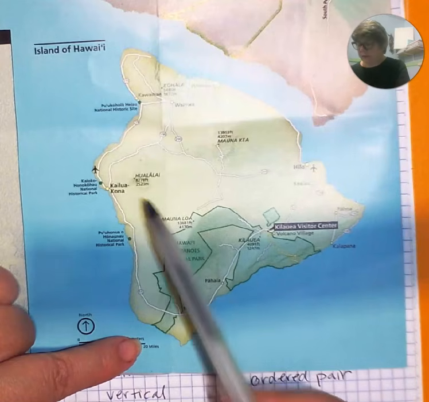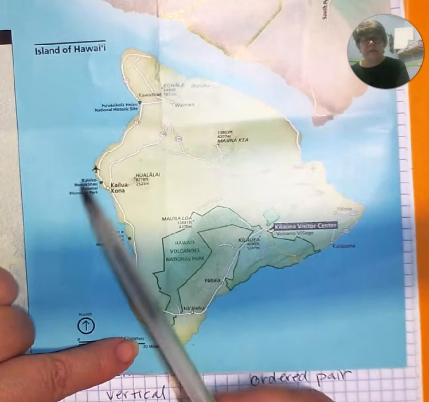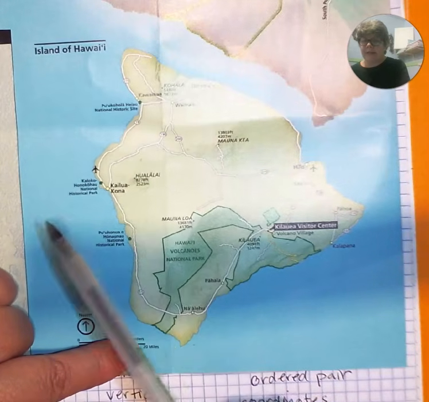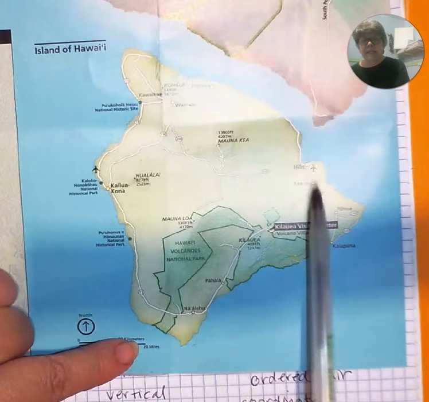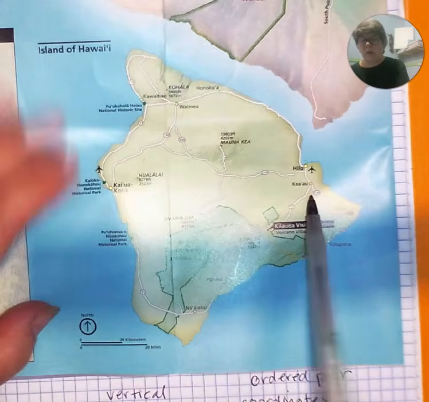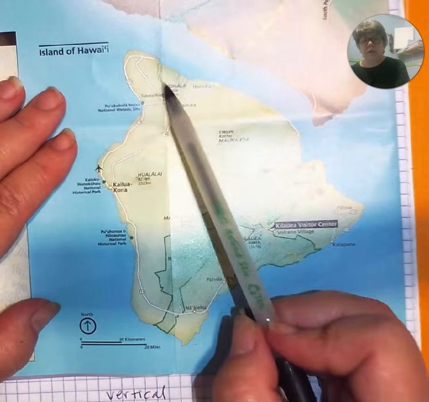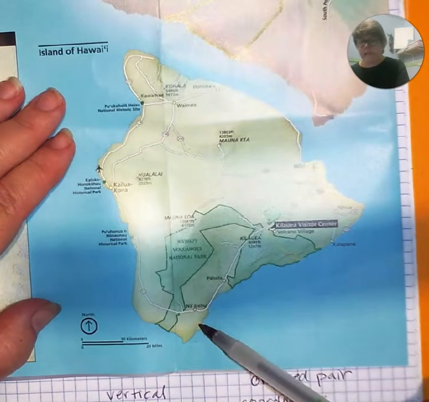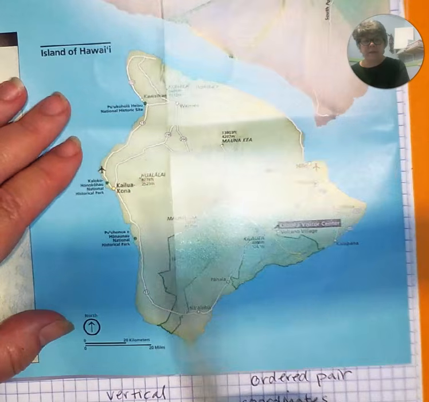Here we have Kailua Kona. This is another town or city on the island. It is on the west side. Hilo is on the east side. And Kohala is on the north. So north, south are opposites. East and west are opposites.